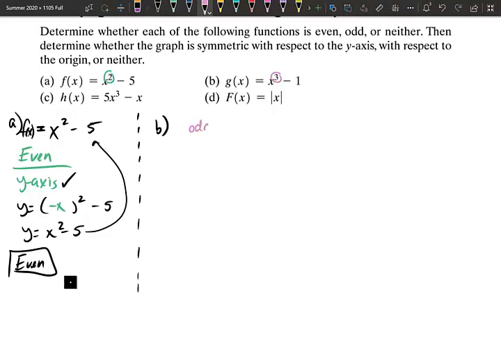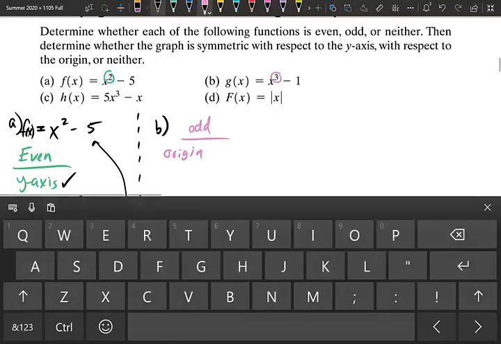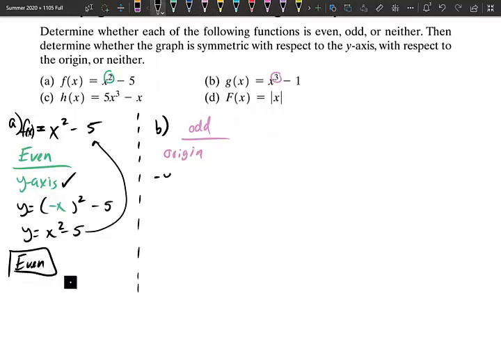So I'm going to try odd first. So odd, remember that's origin. So origin, we switch both. So we're going to switch both in that equation. We'll have negative y equals negative x cubed minus 1.